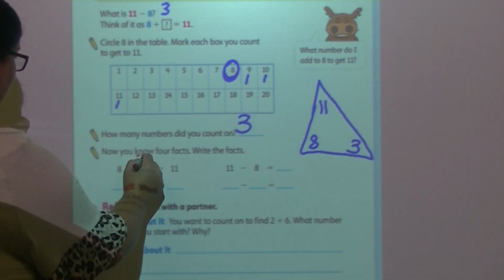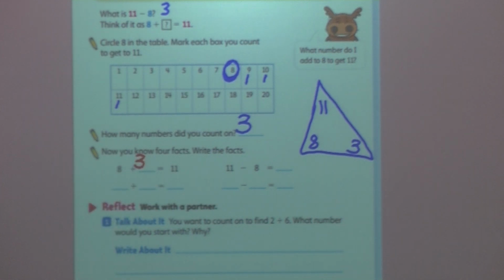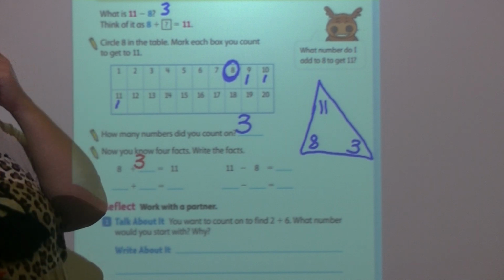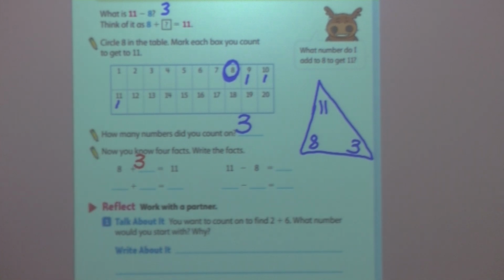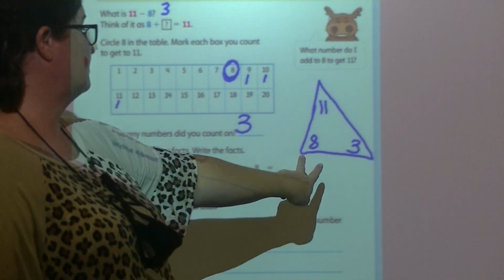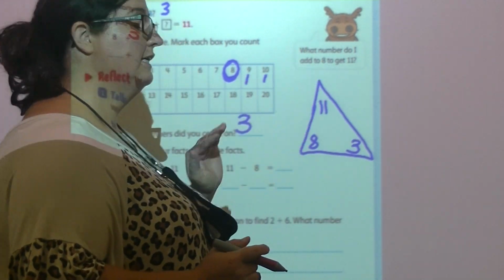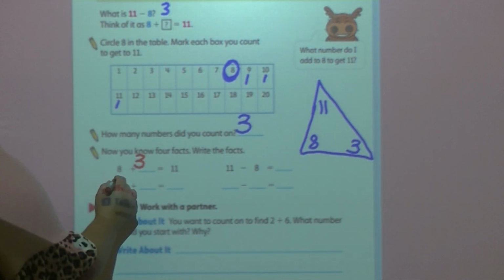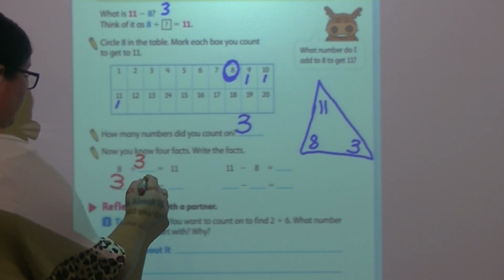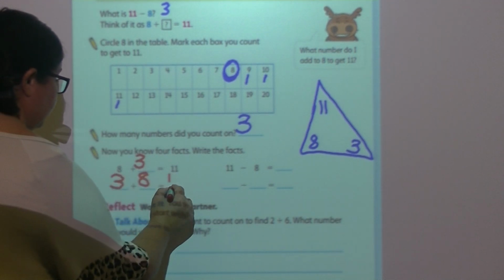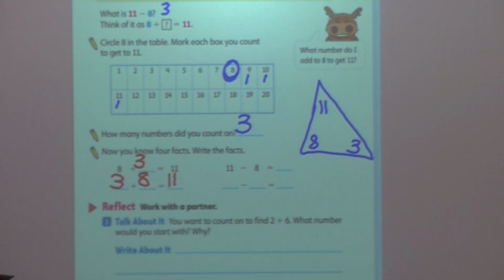Now, we need to switch it around to get our other addition fact. So what would that fact be? Yes, we would switch these two. 3 plus 8 equals 11. So write it on your paper. 3 plus 8 equals 11.